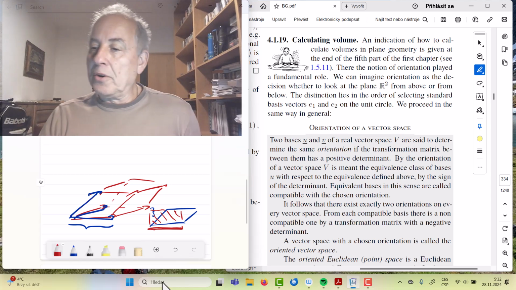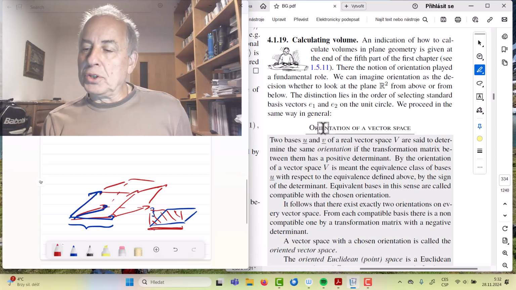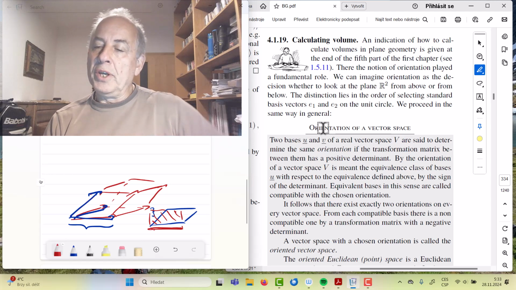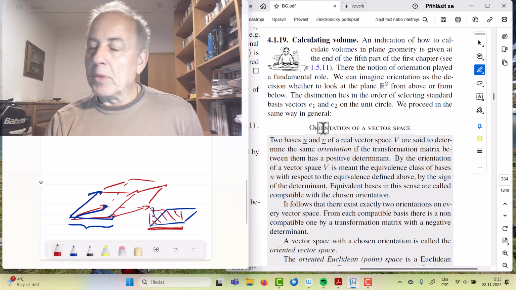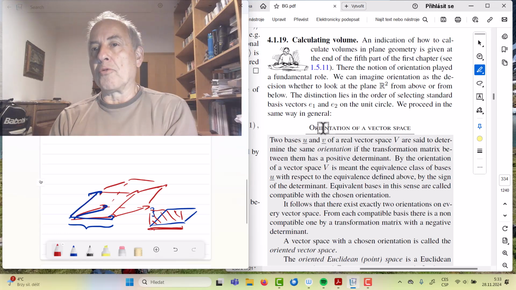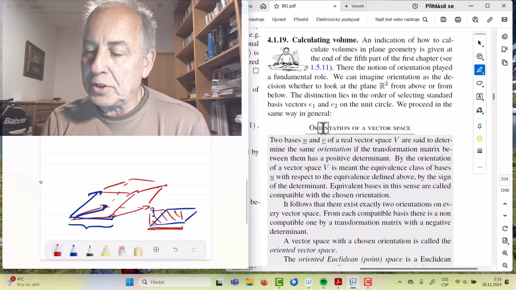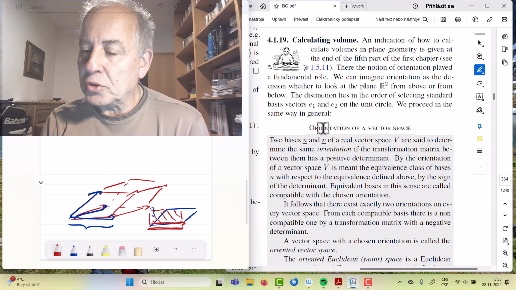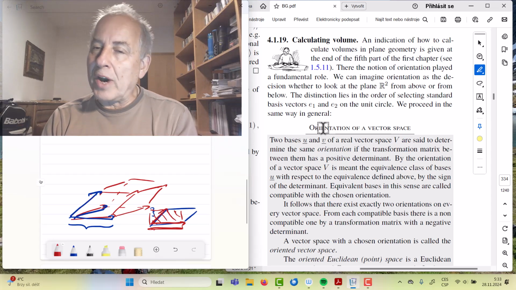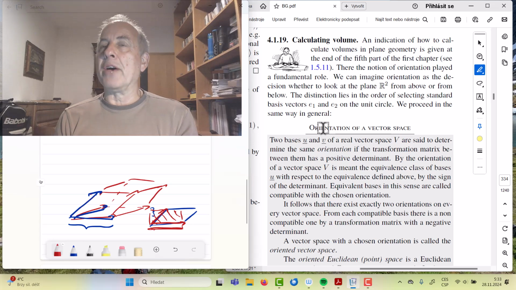But first we have to imagine that we want to distinguish between viewing, say, a piece of plane from above or from below. So the order of the vectors, whether this one is the first one and this one the second one, or vice versa, should change the sign. This makes our life much easier.